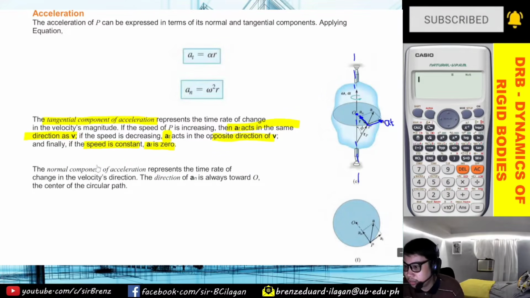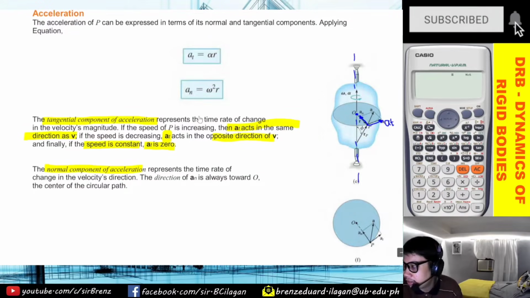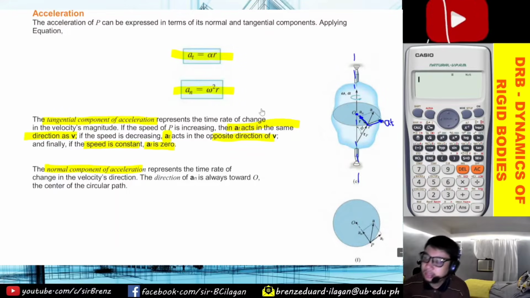Okay, so let's define the normal component of acceleration. This represents the time rate of change in the velocity's direction. The direction of A_N is always toward O, the center of the circular path, or your axis of rotation. So it's always pointing inward. And this is its formula, so just remember this.